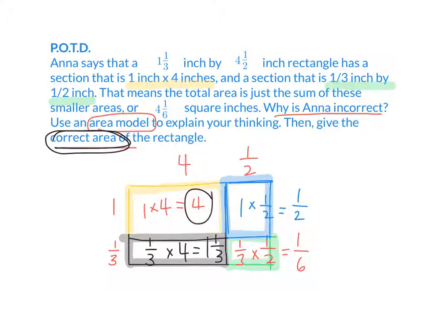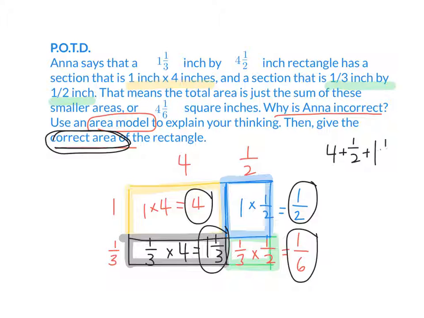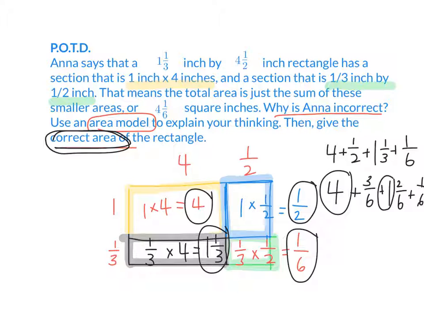We just have to add 4 + 1/2 + 1 1/3 + 1/6. What would my common denominator be? So let's rewrite it. 1/2 is the same as how many sixths? 3/6. Okay. 1 1/3 is the same as 1 and how many sixths? 2. Okay. 1/6 is the same as how many sixths? 1/6. Very good. Okay, let's add up the whole numbers first. 4 + 1 is? 5.